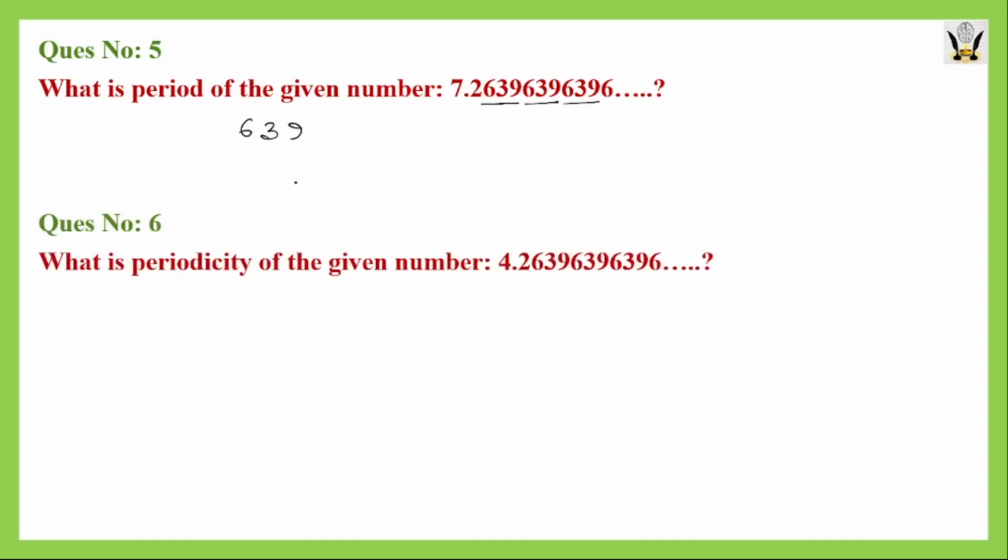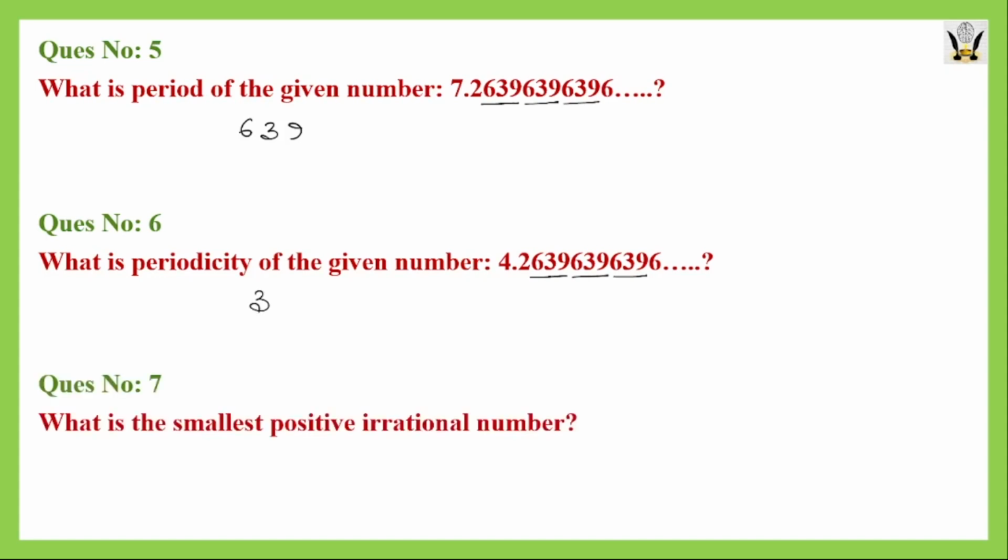Now in the next question we have to find the periodicity of the given number, and this is again a recurring number. And what are the digits here that are getting repeated? 639, then again 639, then again 639. But this time we have to find periodicity. And what is the periodicity? This is the total number of digits that get repeated. So here three digits get repeated. So here the periodicity of the given number will be 3.